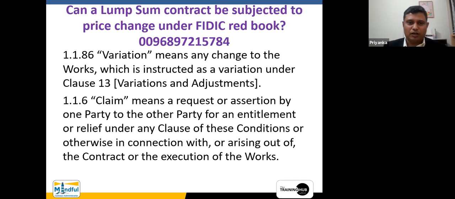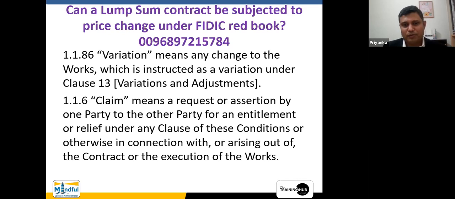Okay, so the word variation has been specifically used in the FIDIC contract book in order to identify any change to the works which is instructed as a variation under clause 13. So it talks about clause 13, the clause, not only the sub-clauses.